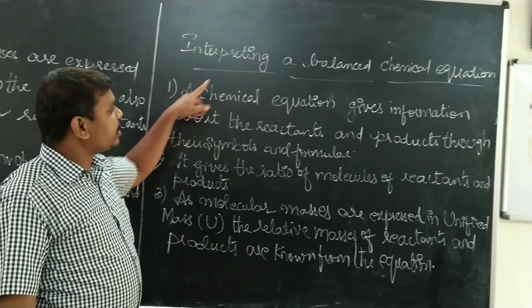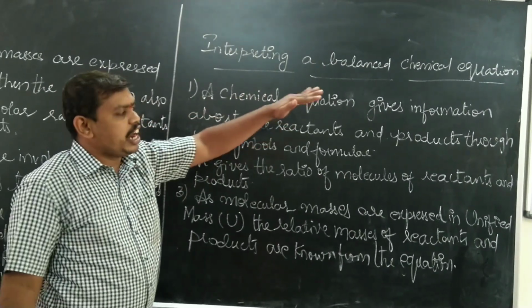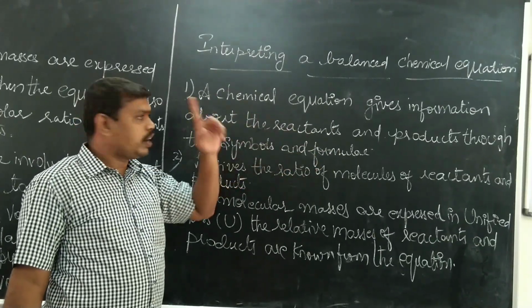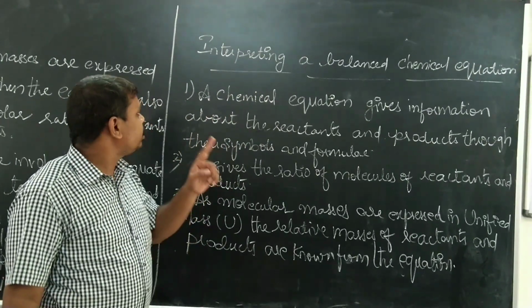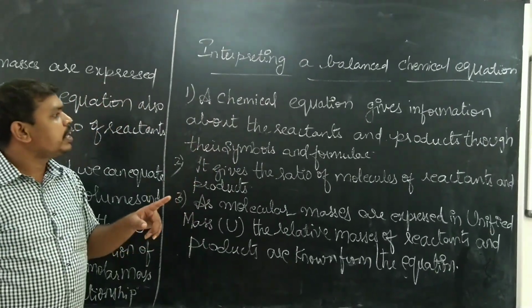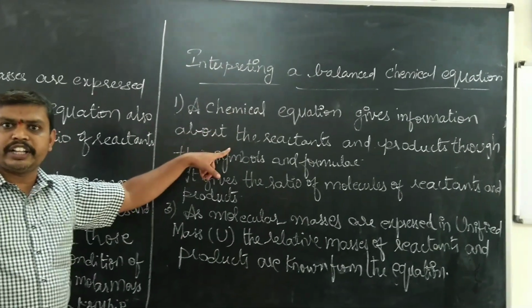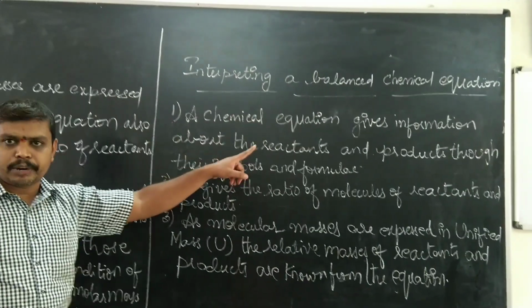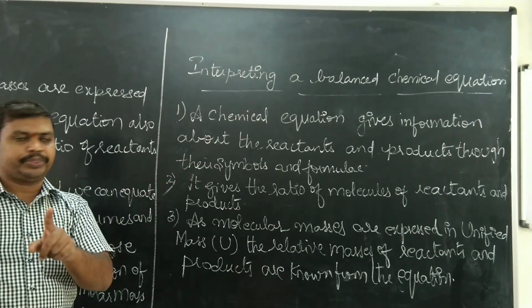Number 1: a chemical equation gives information about reactants and products through the symbols and formulas. One of the most important points is that a chemical equation contains both reactants and products. It gives information about those reactants and products using the symbols and formulas involved in the chemical reaction. This is point number 1.